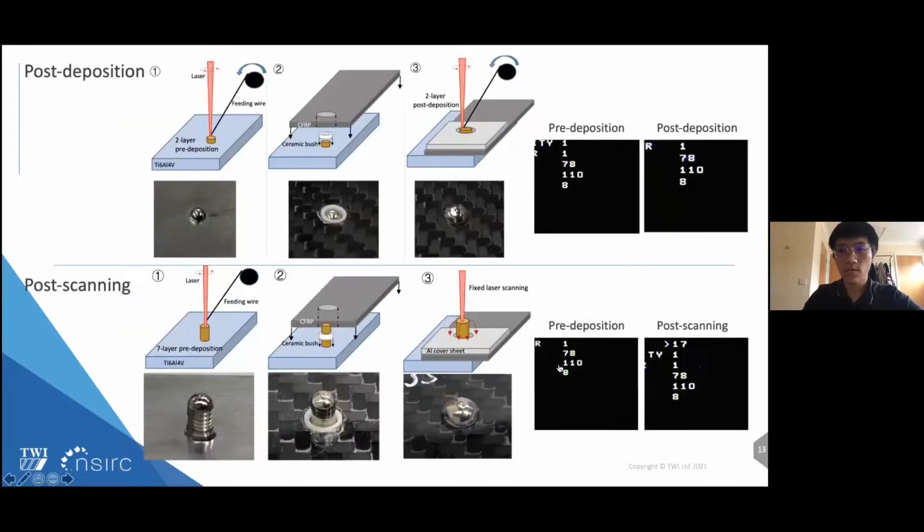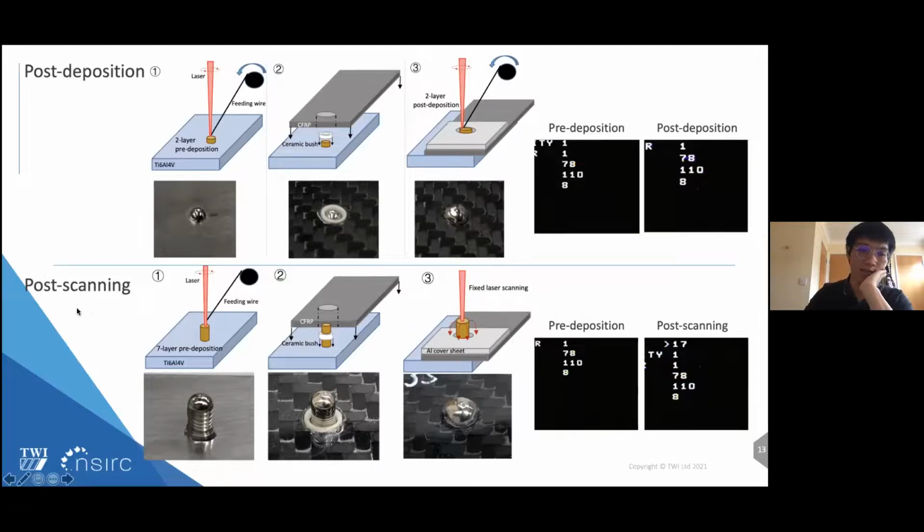So to avoid this, two different methods are designed. First is post-deposition. Actually, it's pre-deposition: 2-layer pre-deposition first, and then put the carbon fiber composite on it, and then do the post-deposition again to build up. In total it is 4-layer deposition.